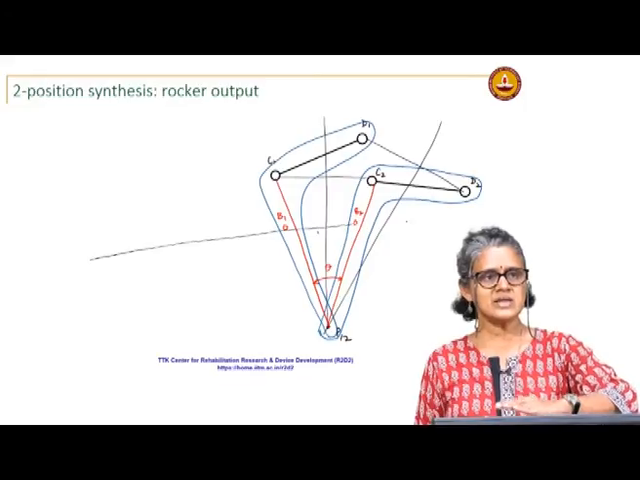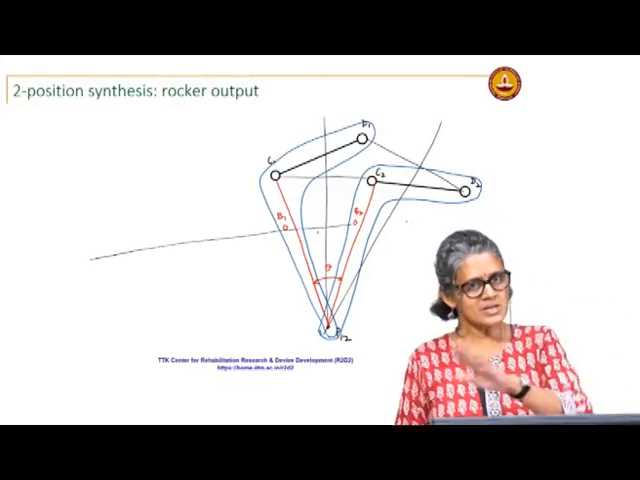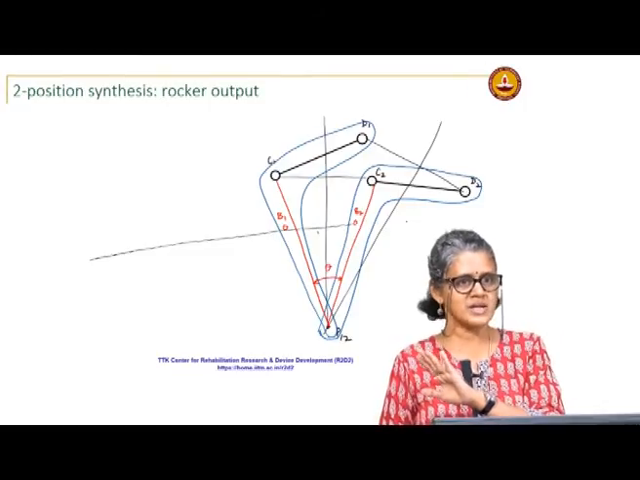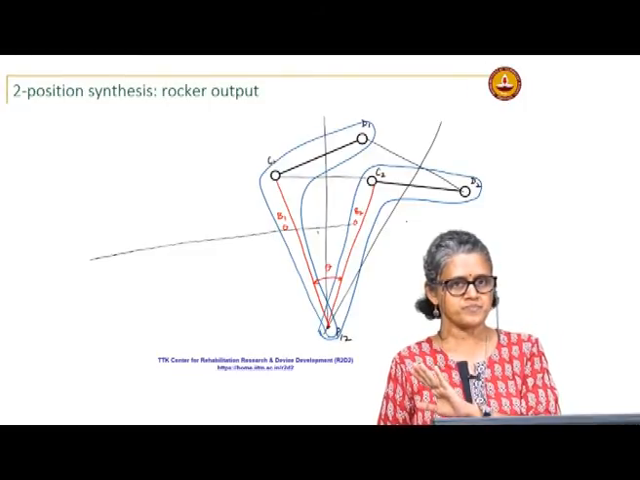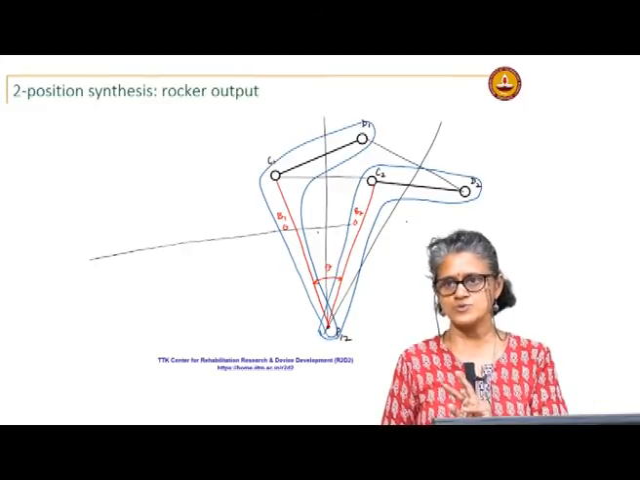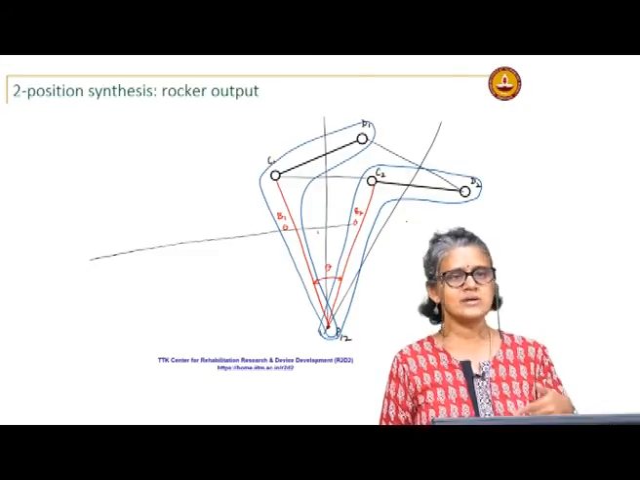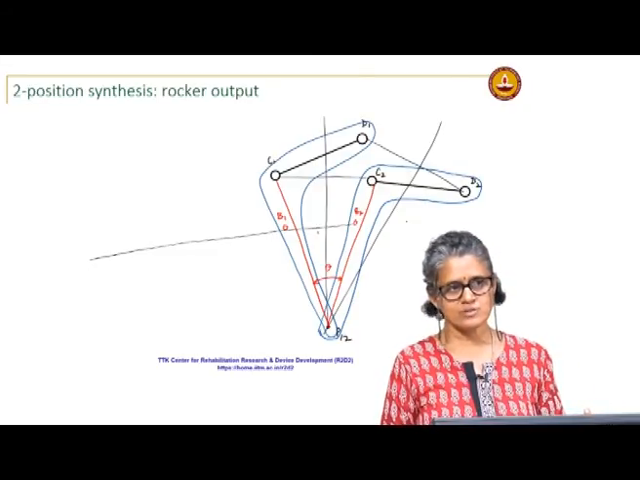So, I converted the motion generation problem into the dead center rocker output dead center problem, because I had only two positions and I wanted to limit it to those two positions, and I can now run it with a continuous rotation motor.